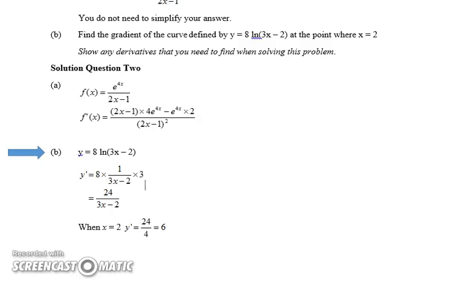And question b is another one from our tables. When we look up log on the derivative table, it gives 1 over x. So log 3x minus 2 becomes 1 over 3x minus 2. 8 log 3x minus 2, 8 times 1 over 3x minus 2 times 3. Always differentiate that expression for x. The 3 times 8 becomes 24, and when x equals 2, the gradient function 24 over 4 equals 6.